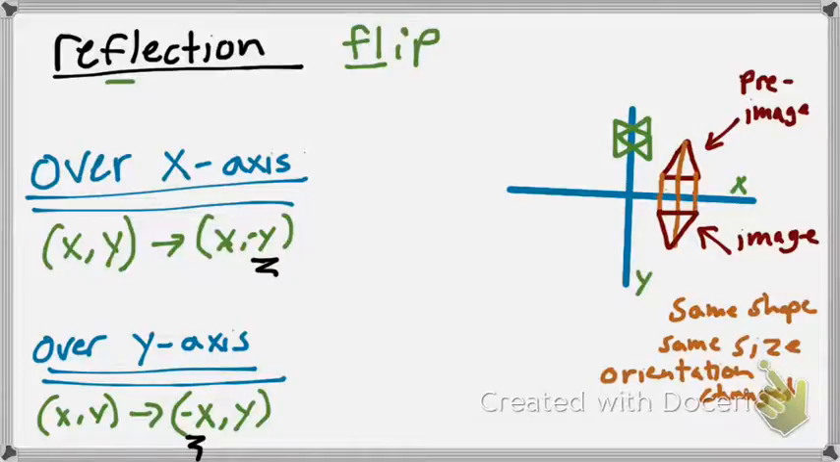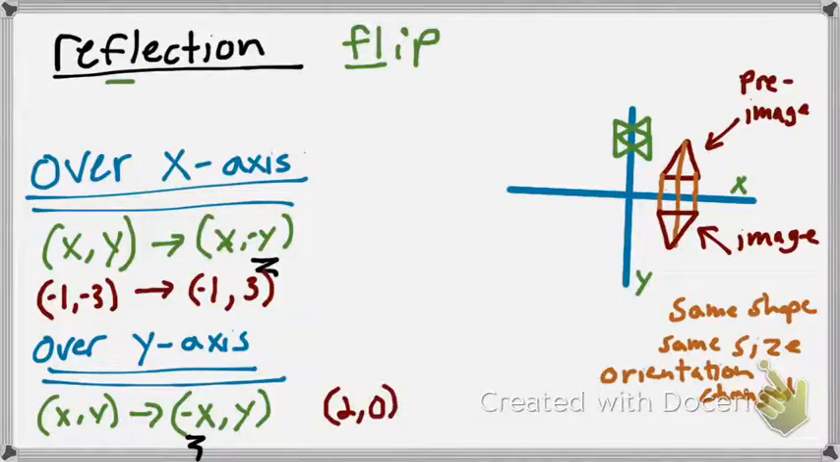Okay? So let me write that example out. Let's say that my original coordinate was -1 and -3. Well, when I reflected over the x-axis, my x would stay the same, but my y would change its sign, so it would become a +3. If I were to do that over the y-axis, let's say my starting coordinate was, we'll say, 2, 0. Well, if I reflect over the y-axis, my x sign is going to change, so it's going to go from positive to negative, and my y coordinate is going to stay the same.